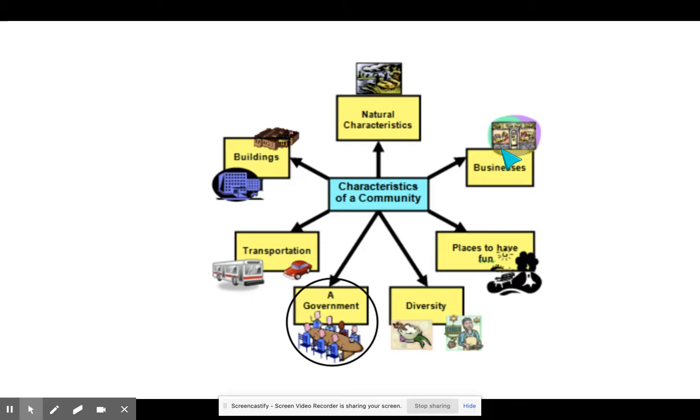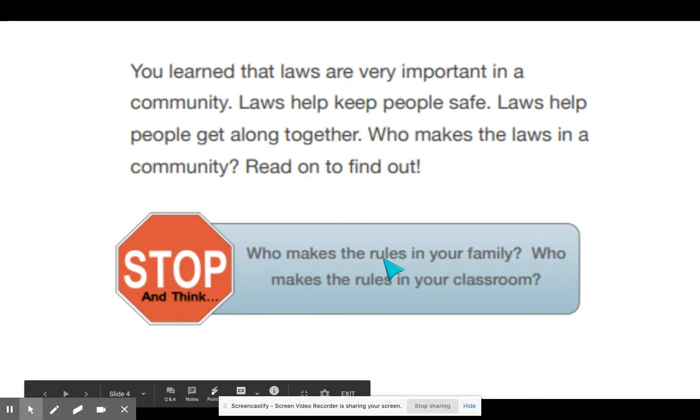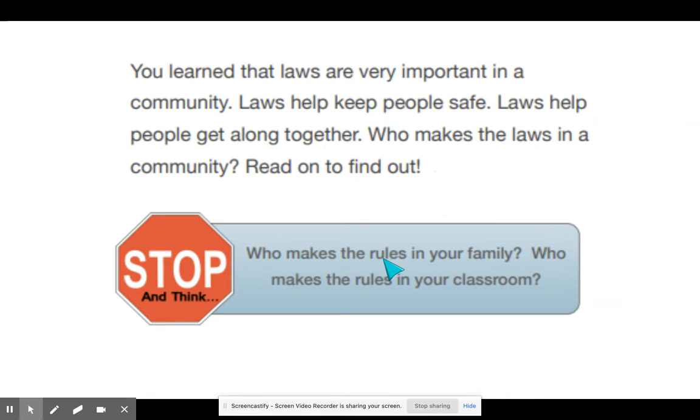To remind you, there are several characteristics of our community. Today we will focus on government. You learned that laws are very important in a community. Laws help keep people safe. Laws help people get along together.